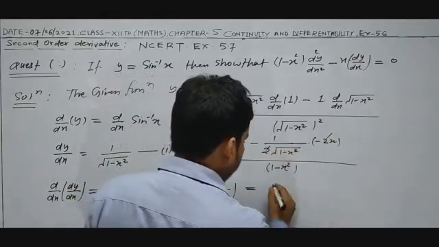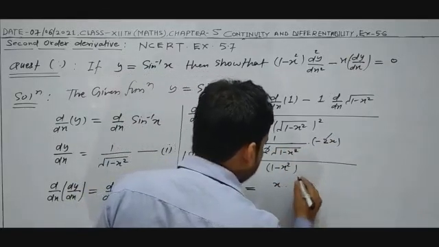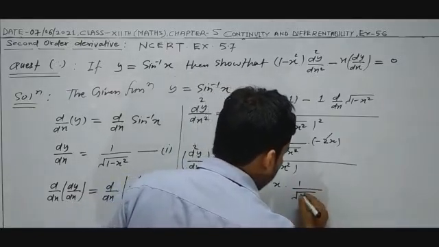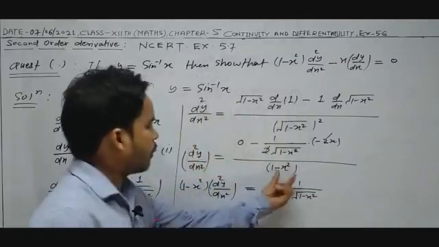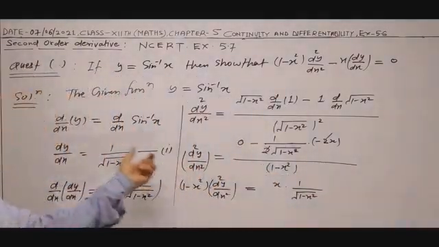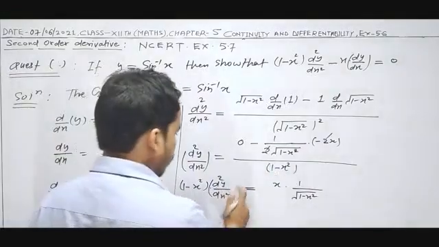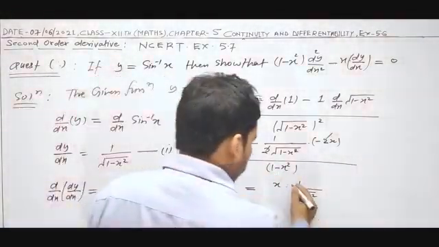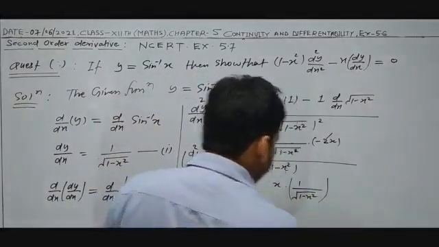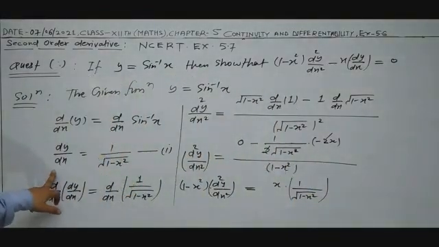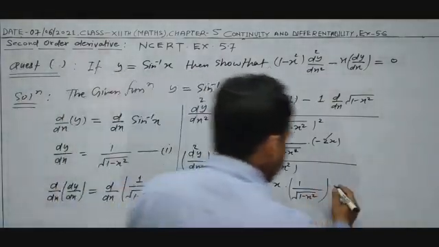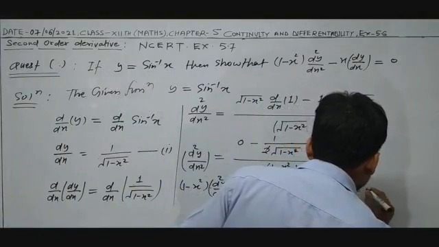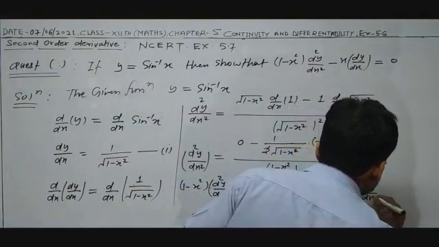So the result will be x into 1 upon root over 1 minus x square, and this 1 minus x square, by using cross multiply, it becomes on the left hand side. So you know this is the value from equation 1, that is dy by dx. So this one can be written as x times dy by dx.